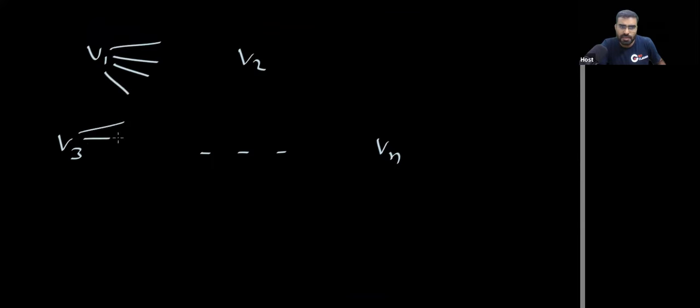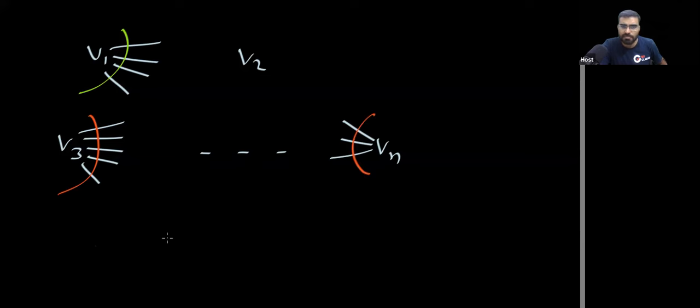Whatever vertices you have, for example V1, V2, V3, and so on, Vn. If you have these vertices, then what you have to check? For this vertex, you will check the degree. Then for this vertex, you will check the degree. Then for this vertex, you will check the degree. So overall, how much time will you take? Please tell me. Order of V plus E. For every vertex, you will check the degree.